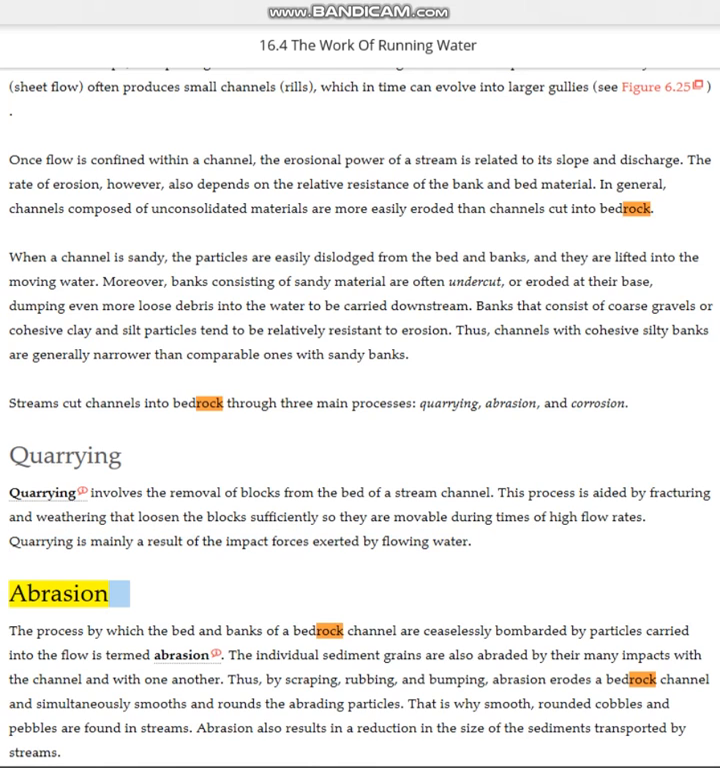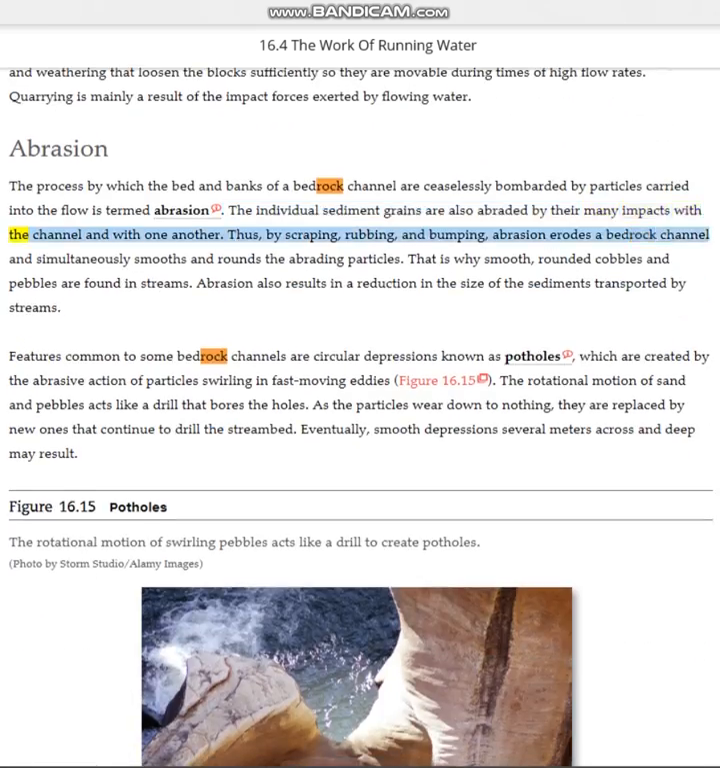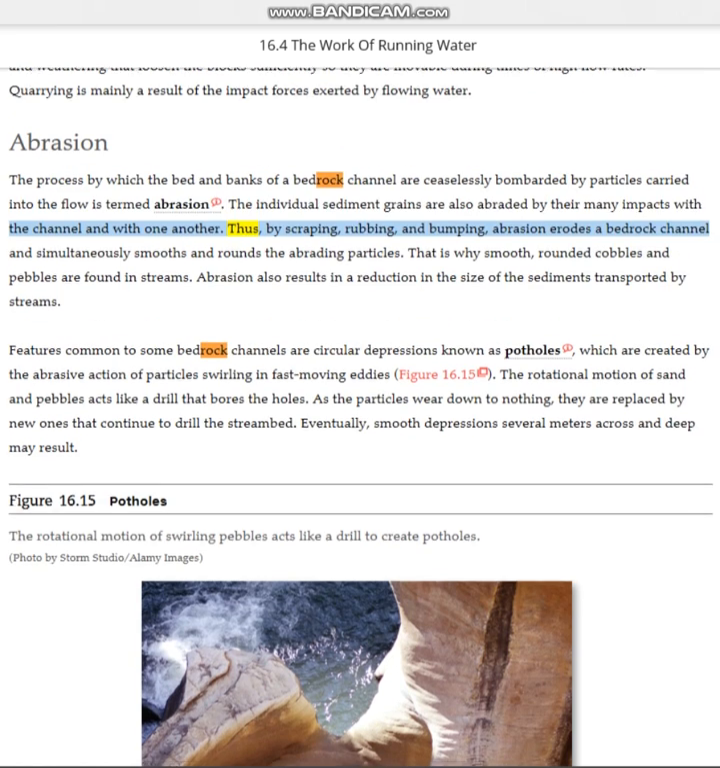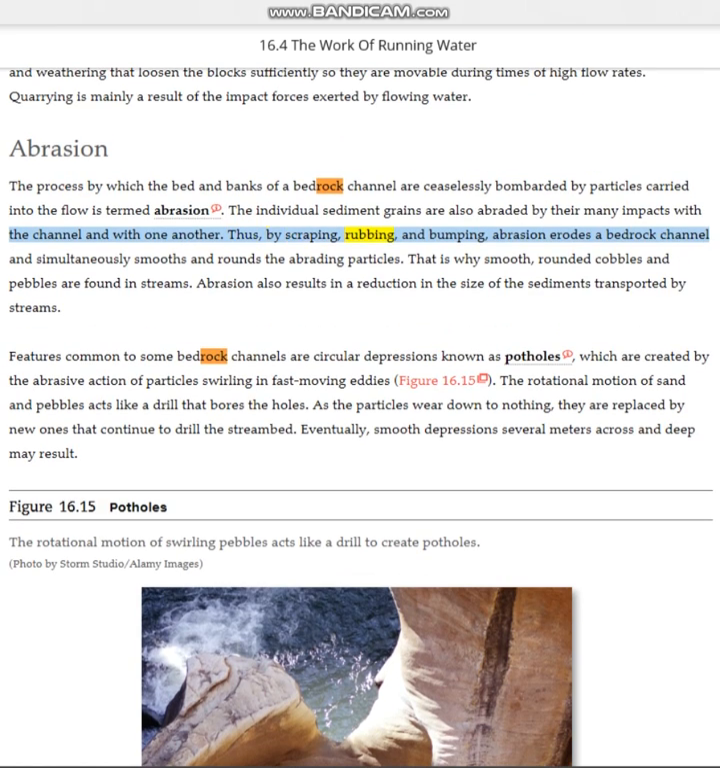Abrasion. The process by which the bed and banks of a bedrock channel are ceaselessly bombarded by particles carried into the flow is termed abrasion. The individual sediment grains are also abraded by their many impacts with the channel and with one another. Thus, by scraping, rubbing, and bumping, abrasion erodes a bedrock channel and simultaneously smooths and rounds the abrading particles. That is why smooth, rounded cobbles and pebbles are found in streams. Abrasion also results in a reduction in the size of the sediments transported by streams.